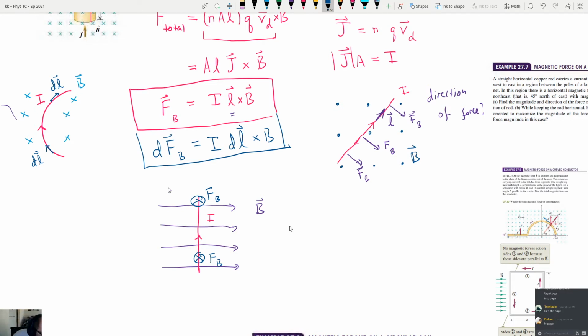Okay, now we can predict the direction the force might be, as long as we know the direction of the current, which is easy to know, and we know the direction of the magnetic field. That's right, Kyle. L is in the direction of the current, exactly. This L basically just points in the direction of the current. I always think about it as being like I cross B. I just think it's current cross B. Personally, that's the way I think about it. But really, it's L cross B. This is the proper way to do it.